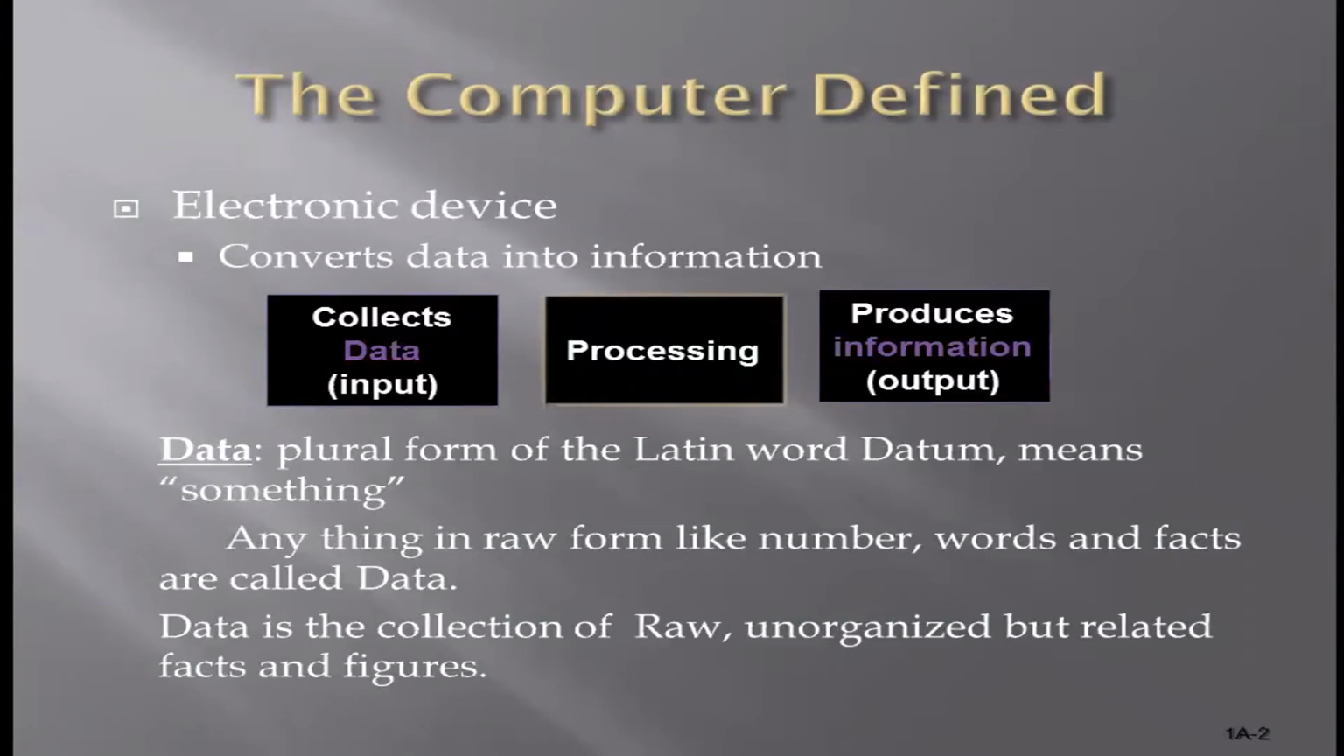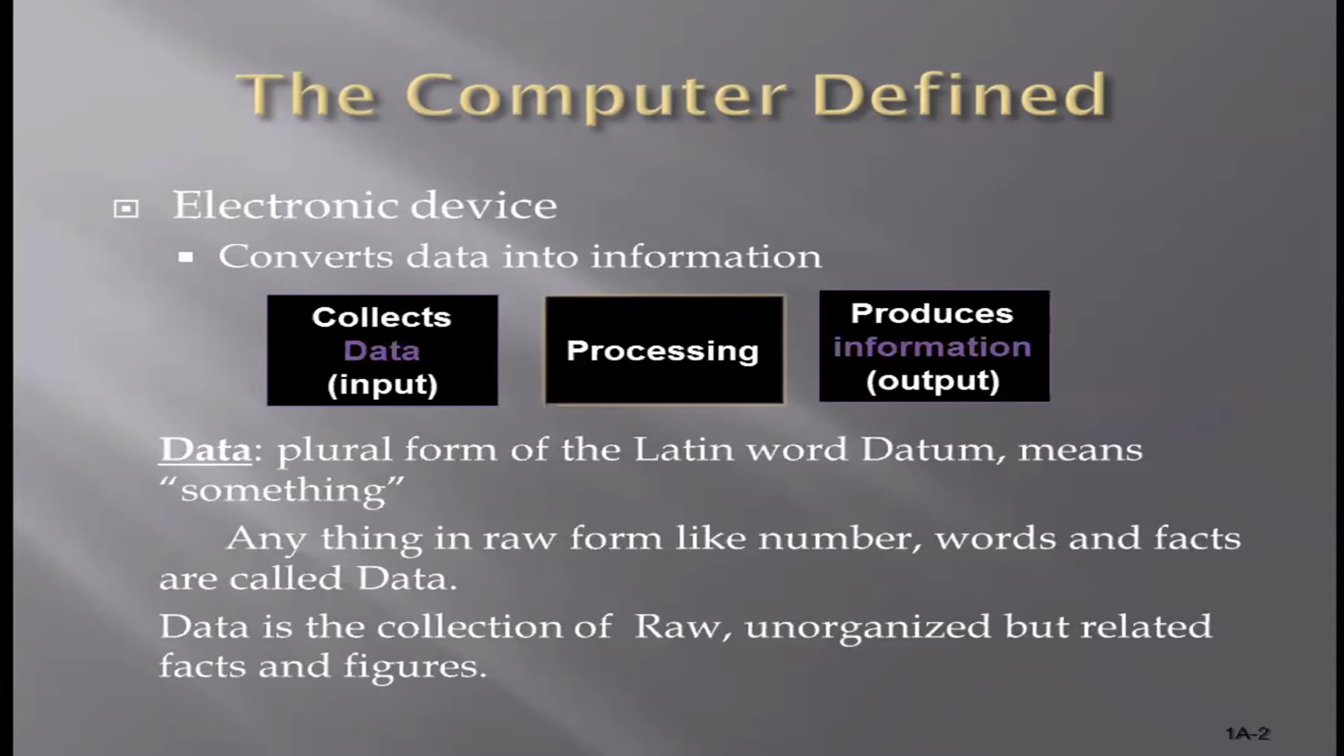Now let's see what data is. Data is the plural form of the Latin word datum. The word data came from the Latin word datum, which means something. Anything in raw form, like numbers, words, and facts, is called data, because when we work on a computer, we are dealing with numbers, words, facts and figures. All these things are called data. Data is the collection of raw, unorganized but related facts and figures.